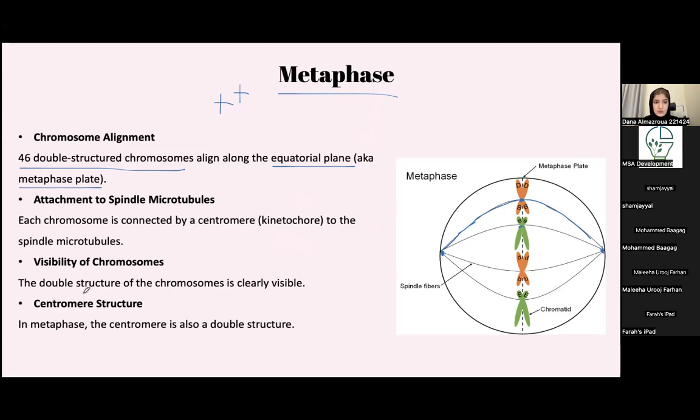Now, visibility of chromosomes: the double structure of the chromosome is clearly visible, just like in late prophase or prometaphase. In metaphase, the centromere is also a double structure. What this means is the centromere is not attached to 1 chromatid, it's attaching 2 chromatids together. Does that make sense so far? And if you look here, as we've already mentioned, the chromosomes are still double in number. We have 92 chromatids and 46 chromosomes. So that's why we call it a double structure, because we have 2 chromatids rather than 1 attached to the centromere. Do you understand this so far?